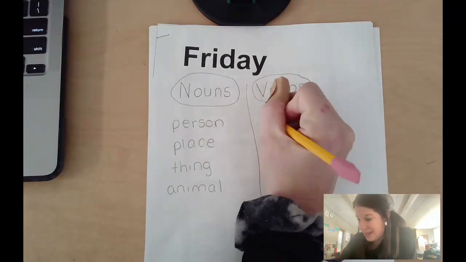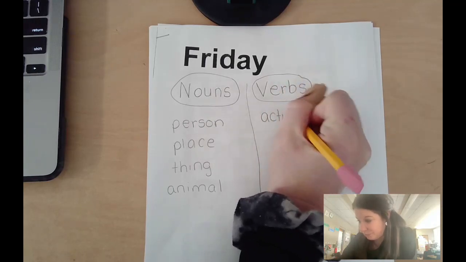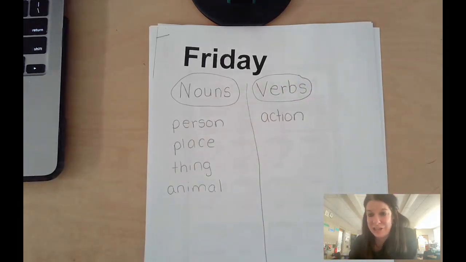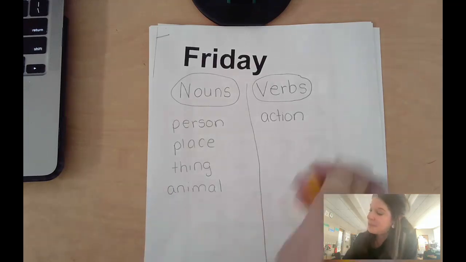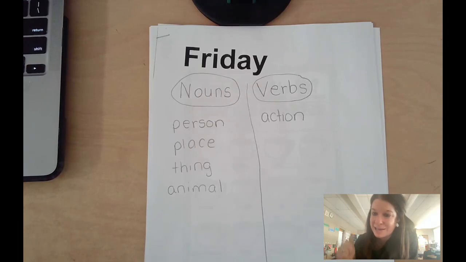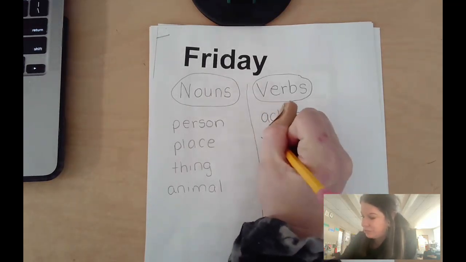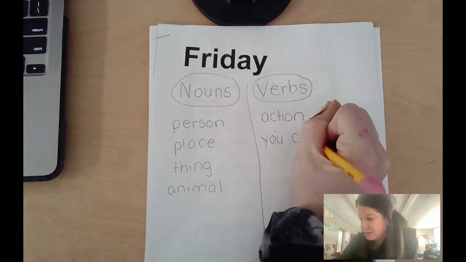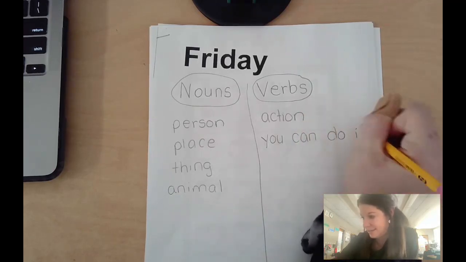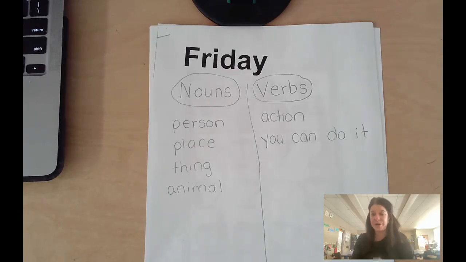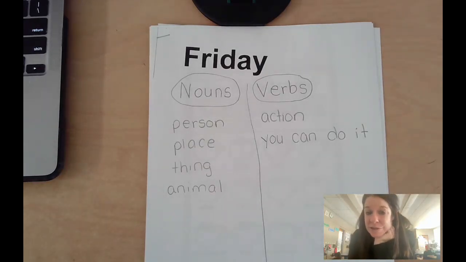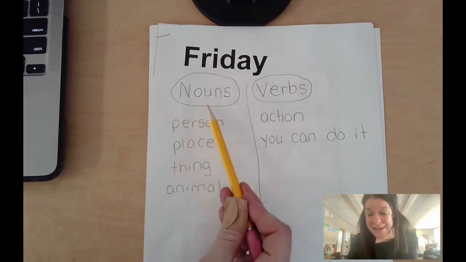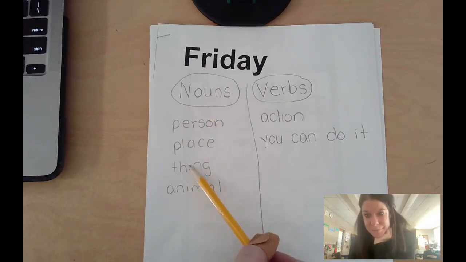A verb is an action word. An action word means something you can do. So let's just put this: it's an action word and you can do it. It's something you can do. Okay? Can you desk? Can you desk for me? No, you cannot. So desk would be a noun because it's a thing.